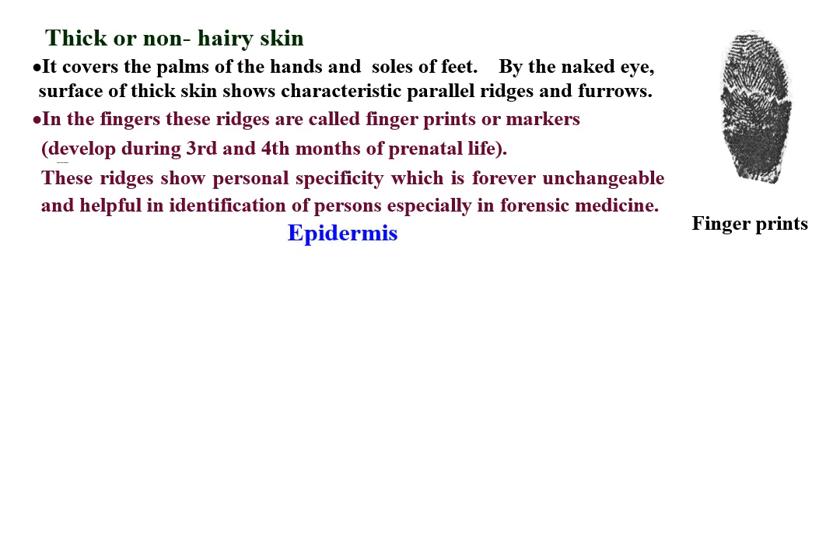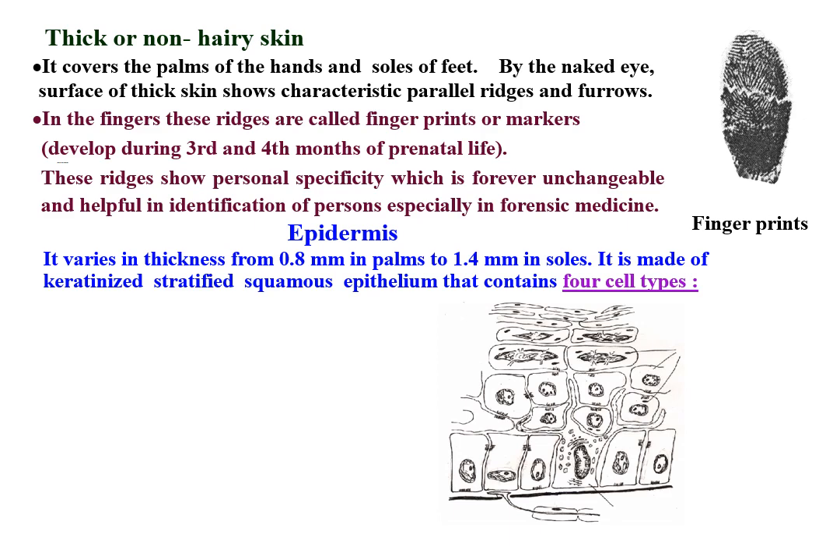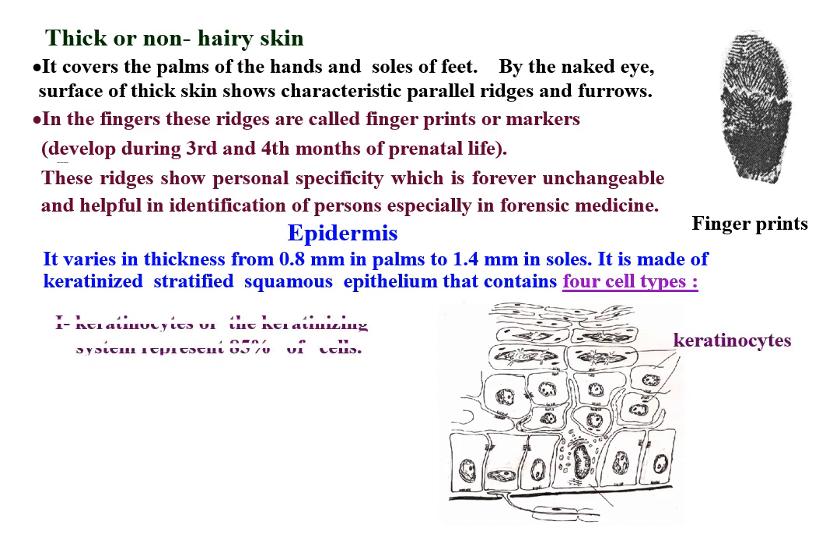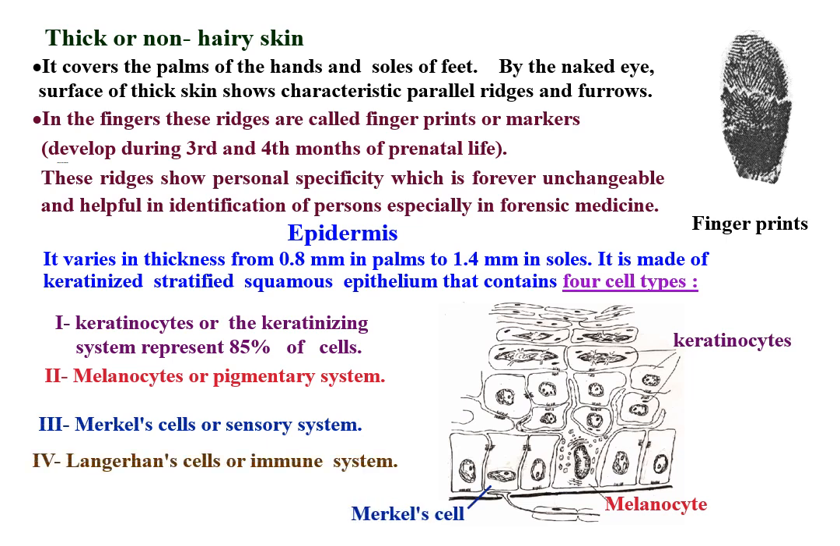Epidermis. It varies in thickness from 0.8 mm in palms to 1.4 mm in soles. It is made of keratinized stratified squamous epithelium that contains 4 cell types: keratinocytes or keratinizing system is about 85% of the cells, melanocytes or pigmentary system, Merkel's cells or sensory system, Langerhans cells or immune system.